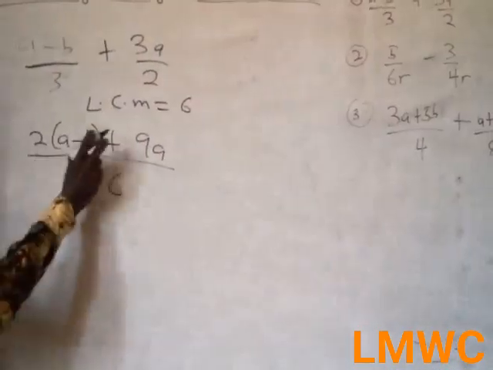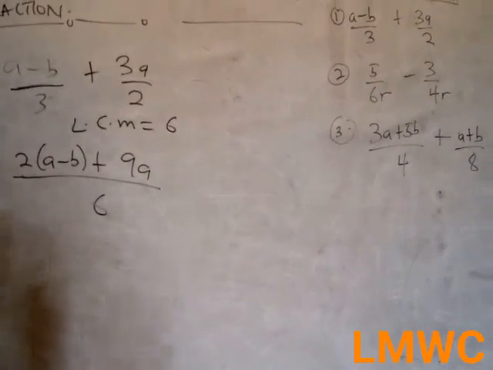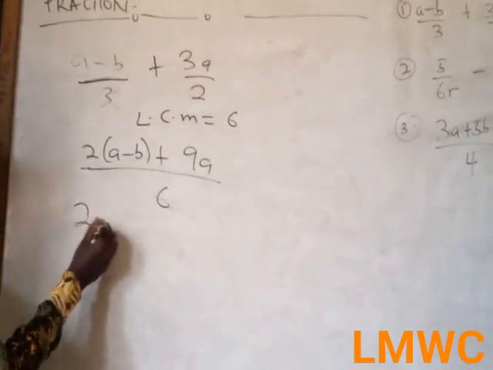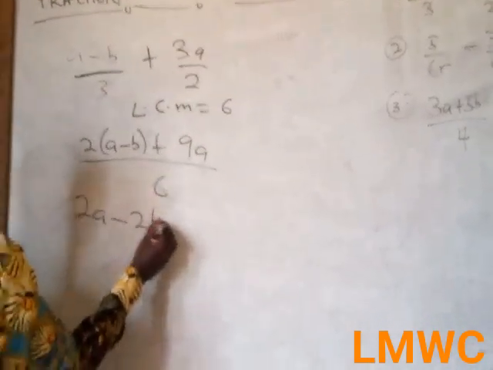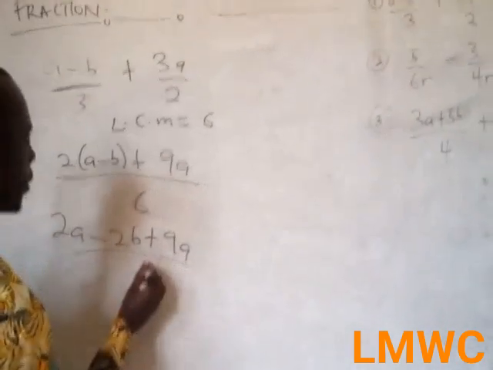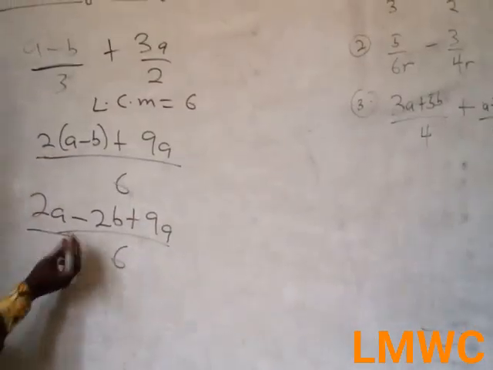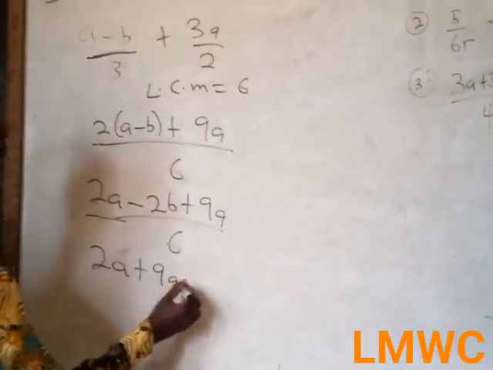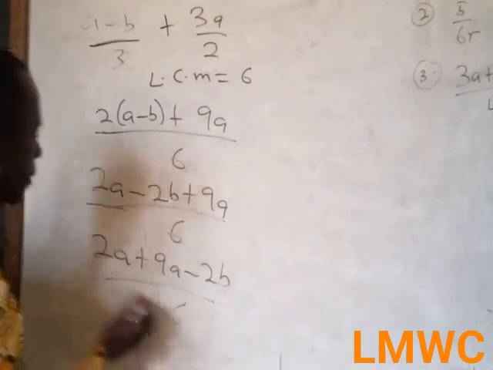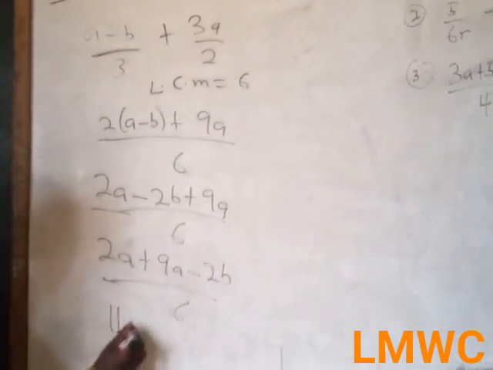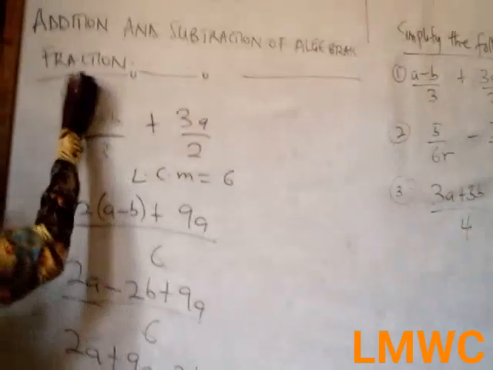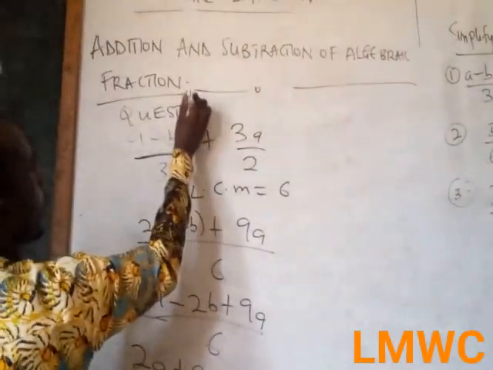So 2 times a, you expand this. That's why I first taught you removing brackets. You see, it follows. So 2 times a is 2a minus 2 times b, 2b, plus 9a over 6. So you can simplify. You can group like terms. You have 2a plus 9a minus 2b over 6. So 2a plus 9a is 11a minus 2b over 6. That's the answer for question 1. So this is question 1.